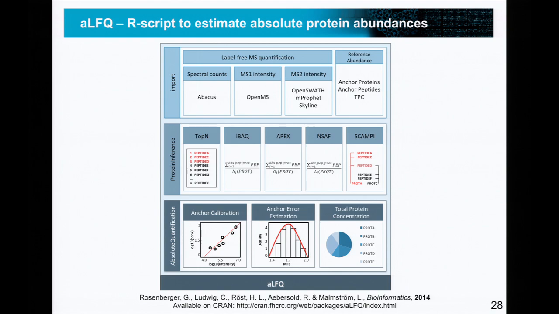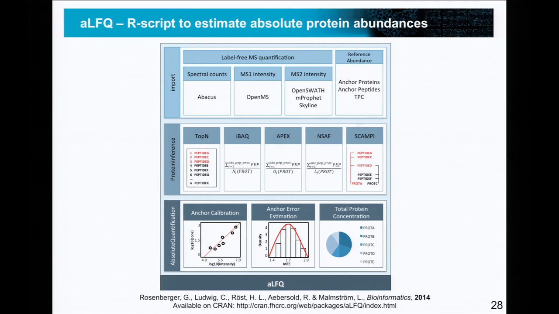This R script can import various different proteomic data sets. You can import spectral counts, but also MS1 intensities from shotgun data or fragment ion intensities. You can import the absolute abundances of your anchor proteins. And then this R script will automatically run those 4 ALF approaches that I introduced to you.